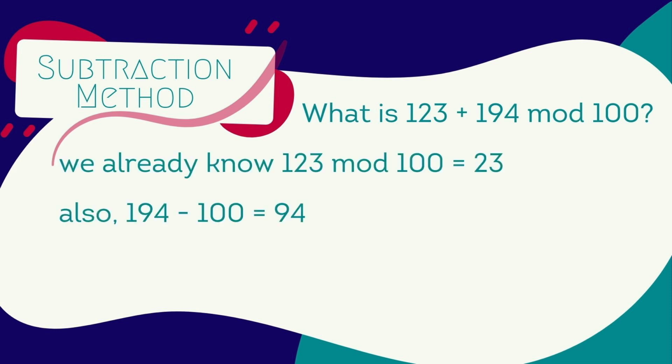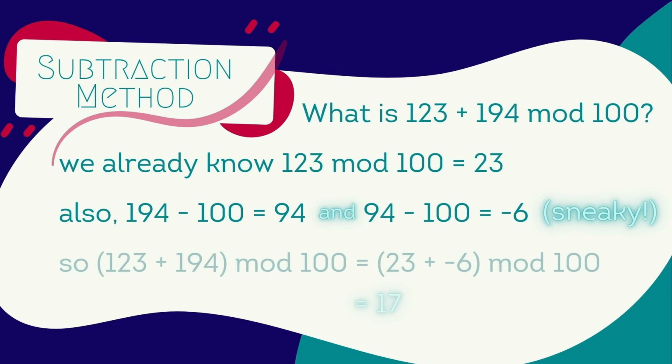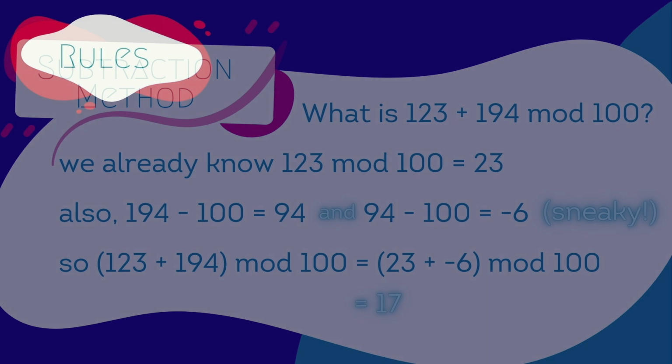So instead of adding, I'm going to subtract from each part of the sum. 123 minus 100 is of course 23, and 194 minus 100 is 94. And now we're going to do something sneaky. Let's subtract 100 off another time. So 94 minus 100 is negative 6. Of course, you wouldn't normally want to do this, but it makes life easier in this particular case. So 123 plus 194 mod 100 is the same as 23 plus negative 6 mod 100. 23 plus negative 6 is just 17, so that's the answer. And we used subtraction to be a little bit sneaky by using the minus 6 instead of 94.